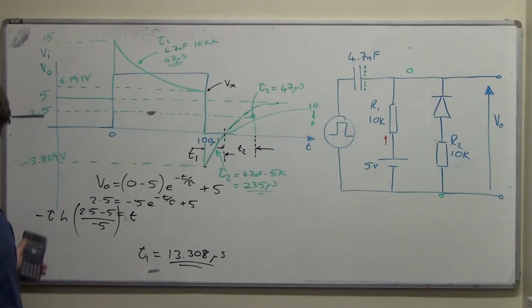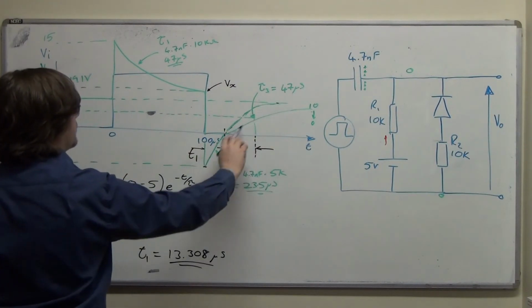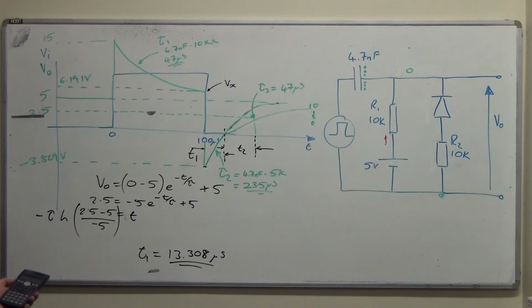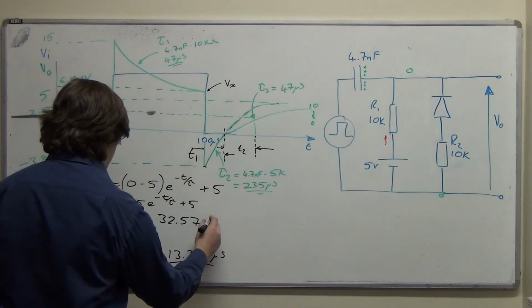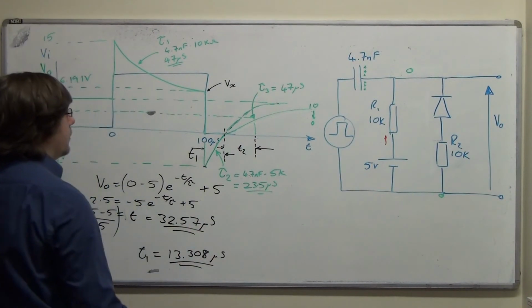Plugging that all in, but this tau is now the 47 microseconds because we're in the T2 situation. So we have 2.5 minus 5 divided by minus 5, half, logarithm of half, minus 0.693, times minus 47 microseconds, which is 32.57 microseconds. So that's T2.